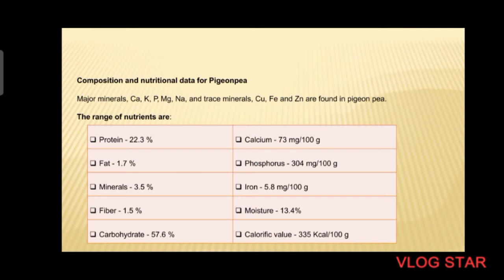Major nutrients that are found in pigeon pea: protein 22.3%, fat 1.7%, minerals 3.5%, fiber 1.5%, carbohydrates 57.6%, calcium 73 mg per 100 gram, phosphorus 304 mg per 100 gram of seeds, iron 5.8 mg per 100 gram of pigeon pea, moisture 13.4%. Calorific value is high, 335 kcal from 100 gram of seed.